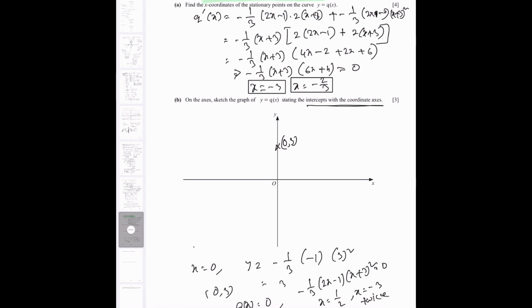So let me put the minus 3 here, then half, it is a bit near. Okay, now this is a cubic equation, I mean cubic graph.